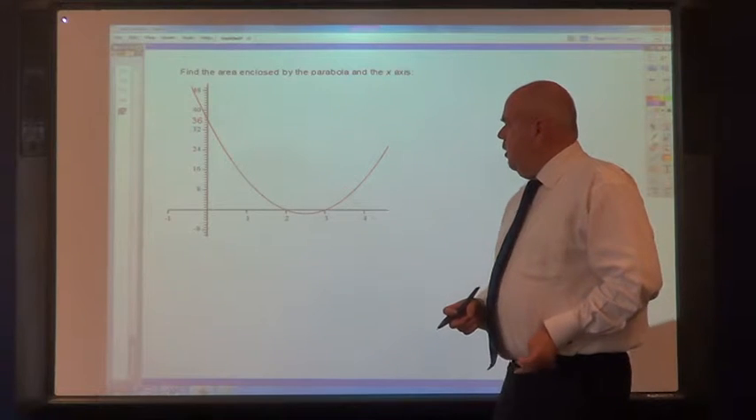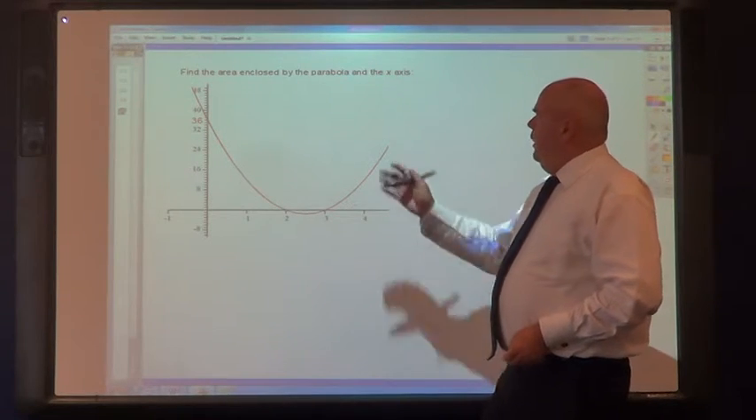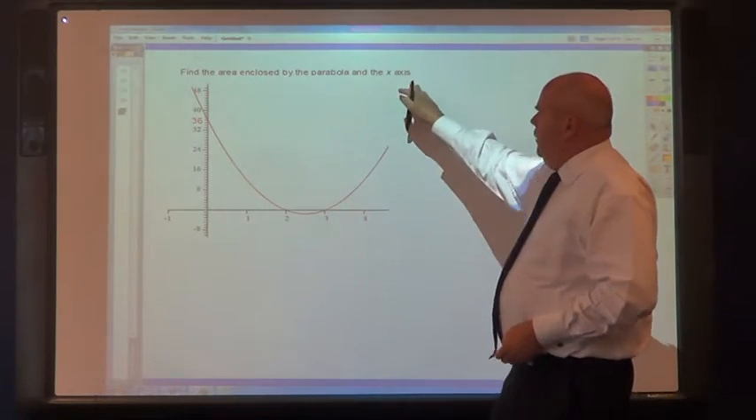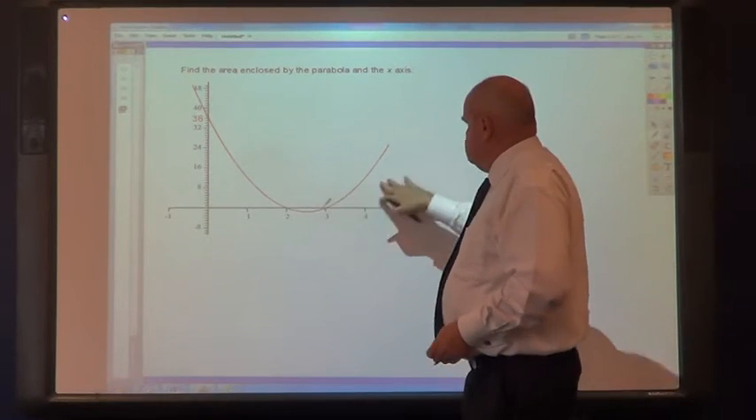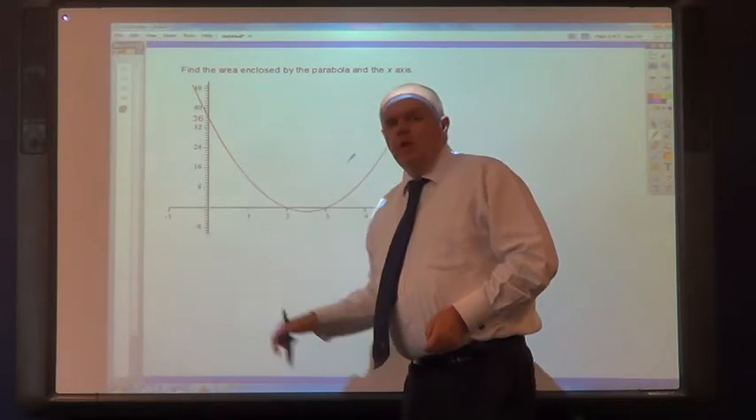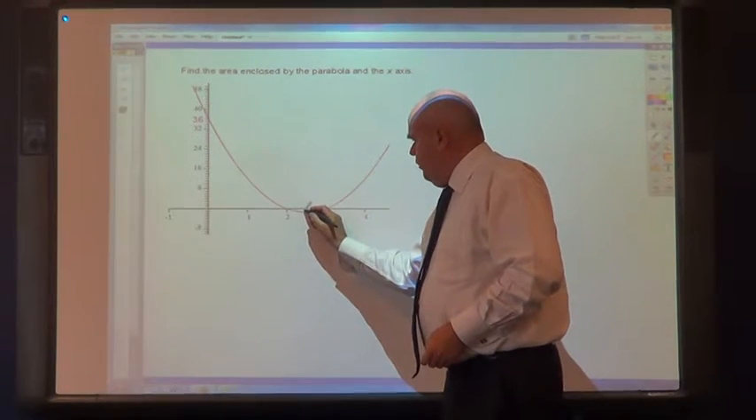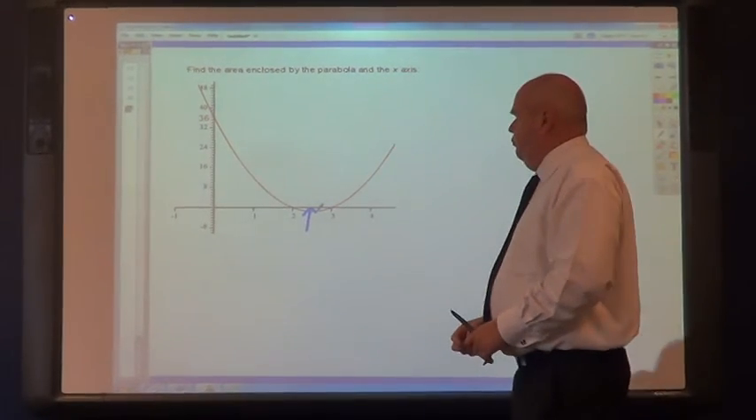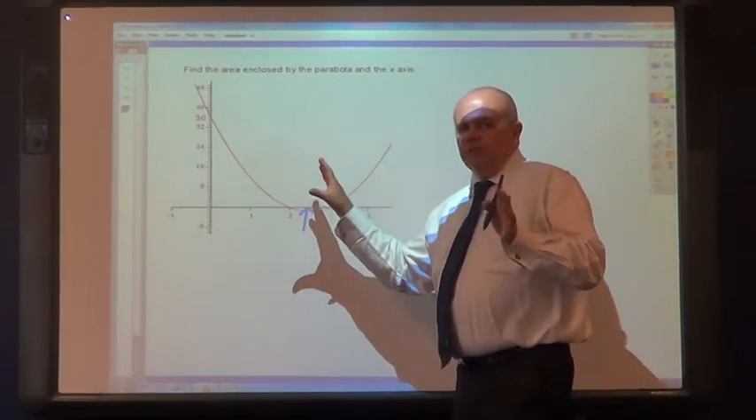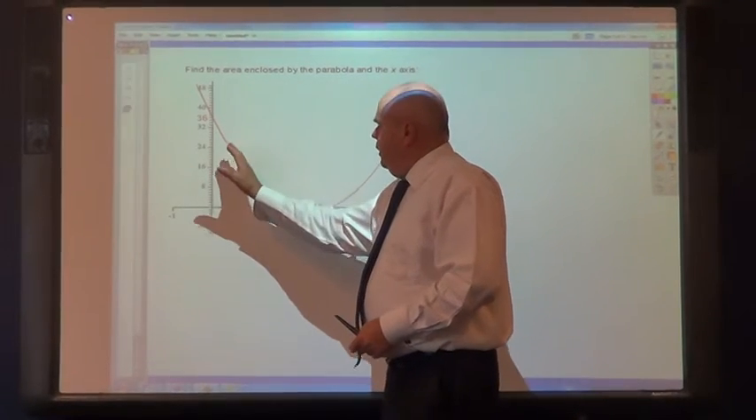This is part 2 of finding the area enclosed by a parabola and the x-axis, where we don't know the equation of the parabola. Now this might be slightly ambiguous: find the area enclosed by the parabola and the x-axis. This is the enclosed bit, the rest is open. So what I'm talking about is this tiny little area between where x is equal to 2 and x is equal to 3.